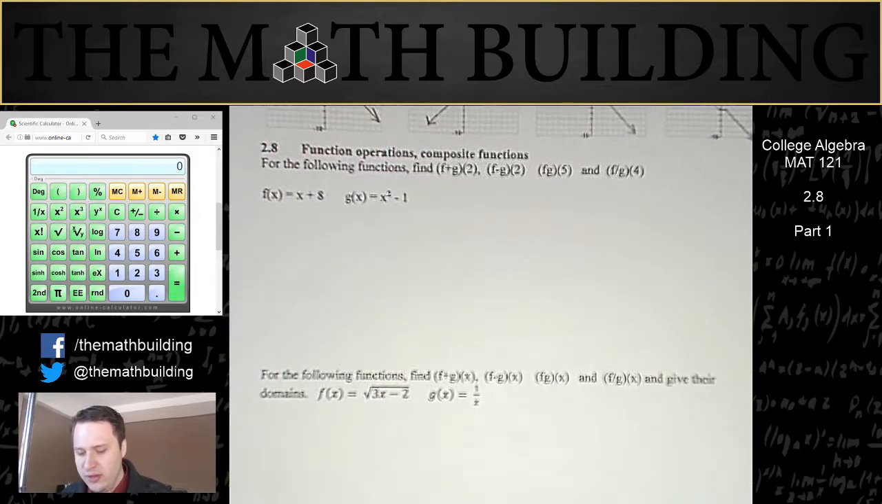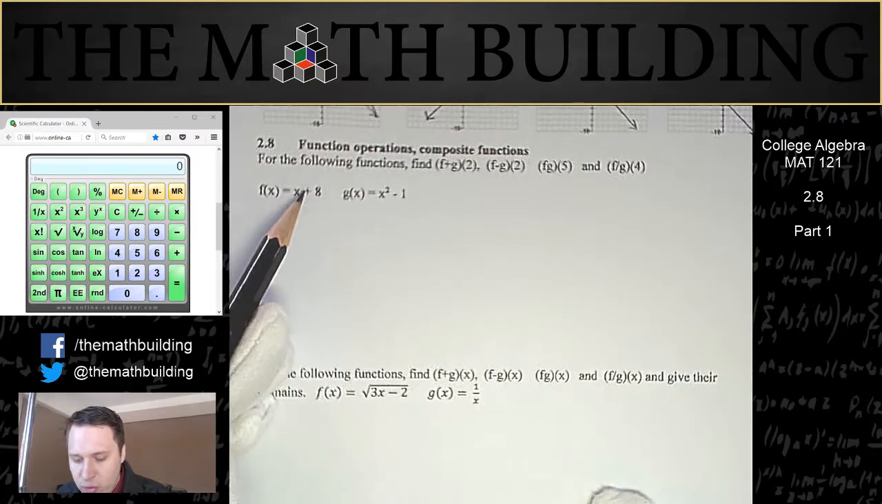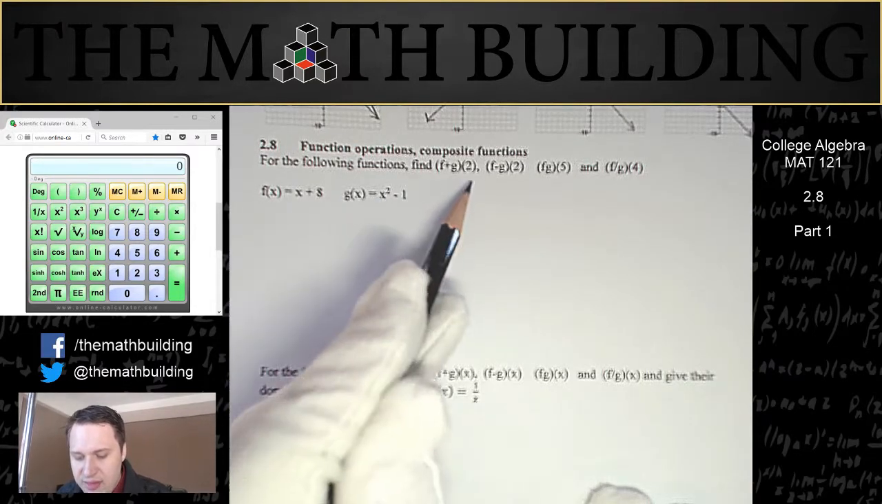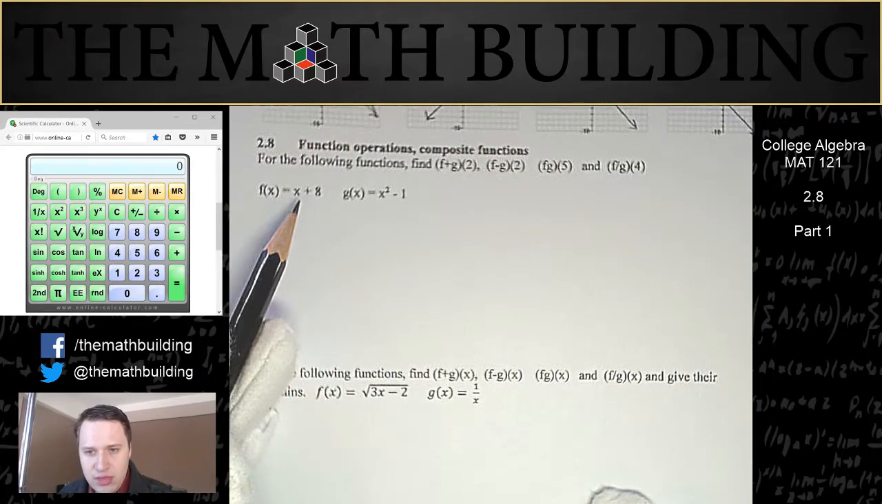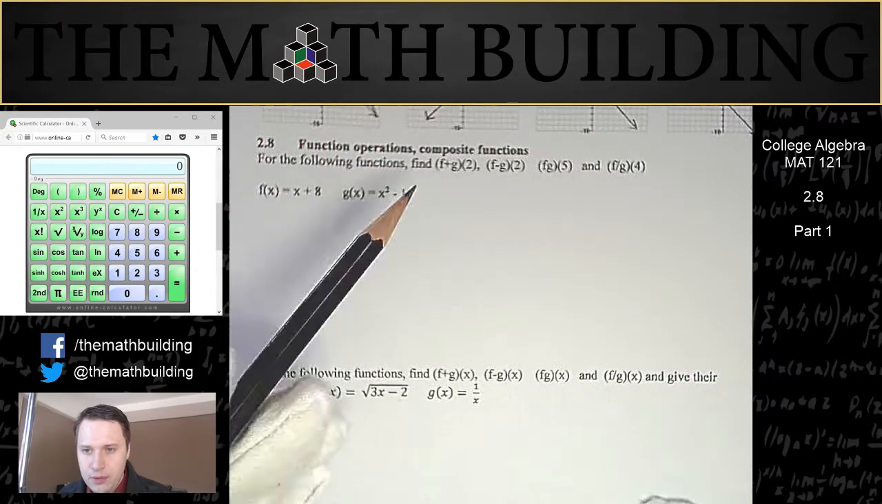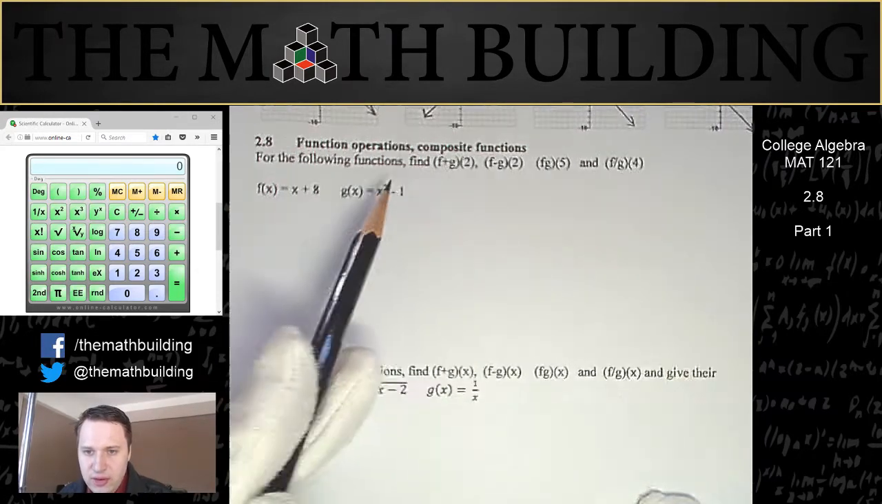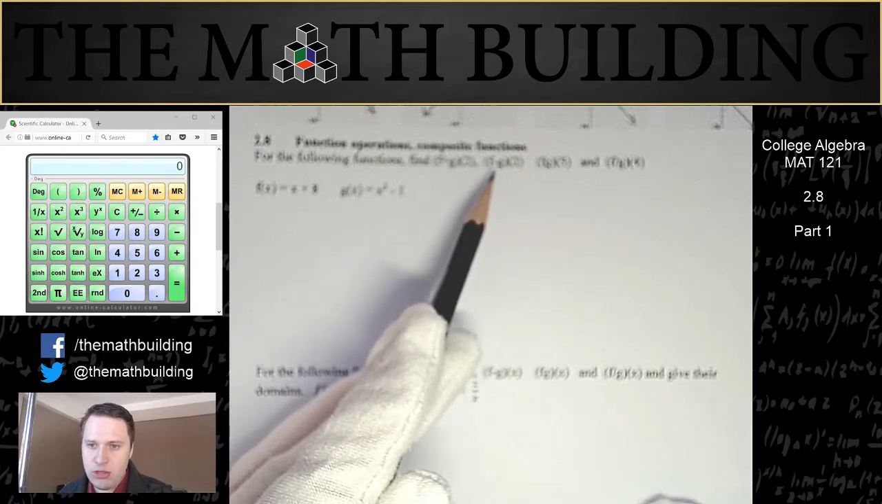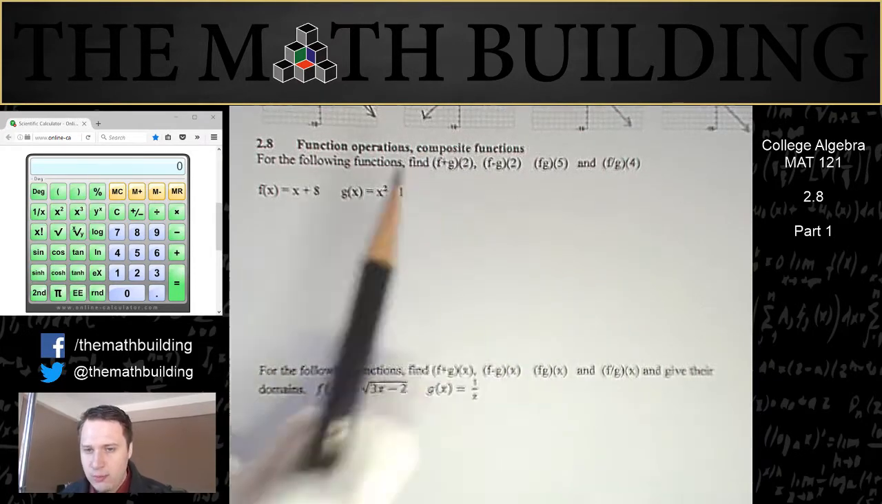There's two ways to do these. You can either plug in 2 into this, plug in 2 into this, and then add it together, and you'll get the answer. Or you can add the functions together and then just plug in 2. So I'm going to show you both ways of doing that. Or you could plug in 2 here, plug in 2 here, and then just subtract, and that would give you that value, and so on. So I'll show you both ways of doing it.